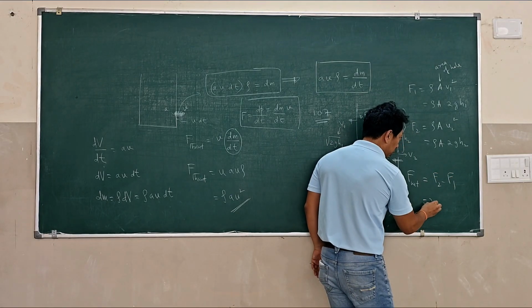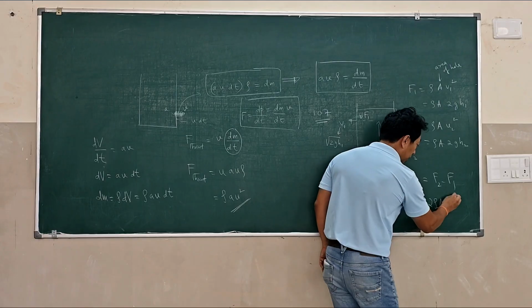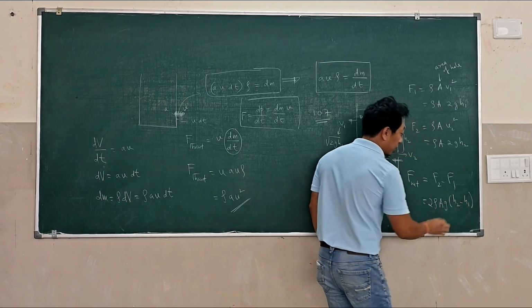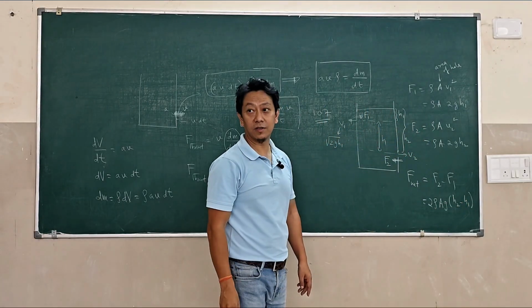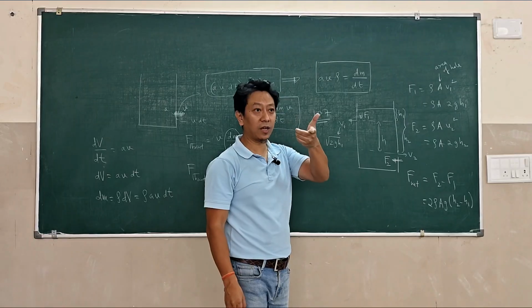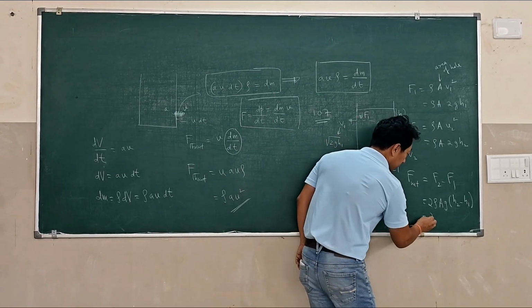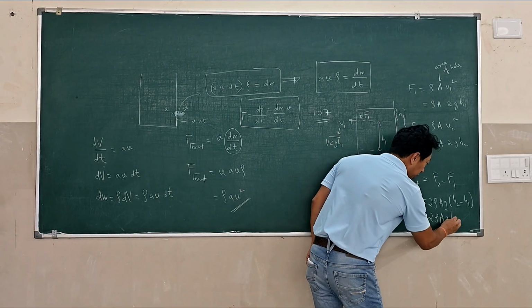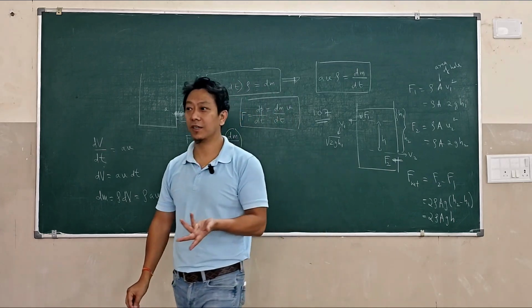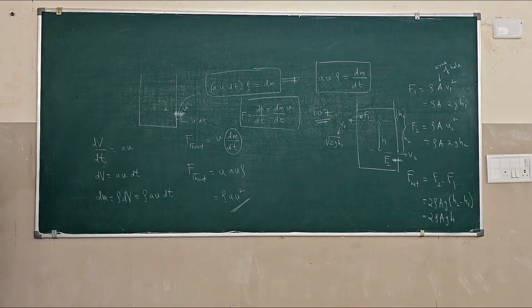That will be 2 rho Ag common, H2 minus H1. What is H2 minus H1? The H which they gave in the question. So the force is proportional to H. Which option? Option C.